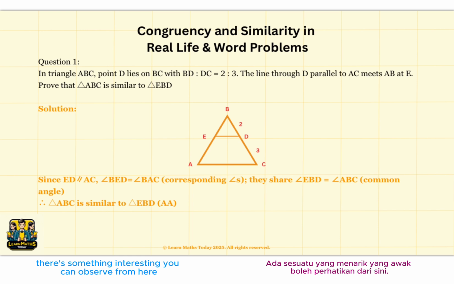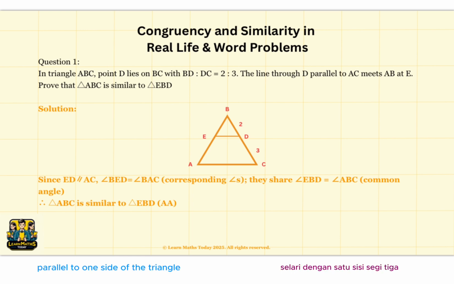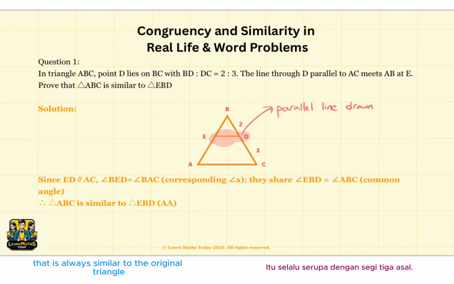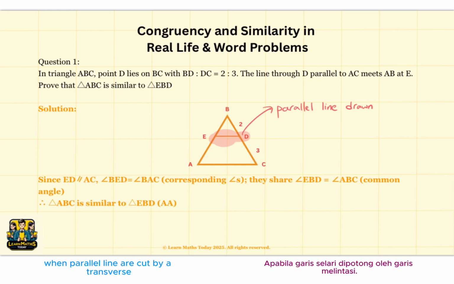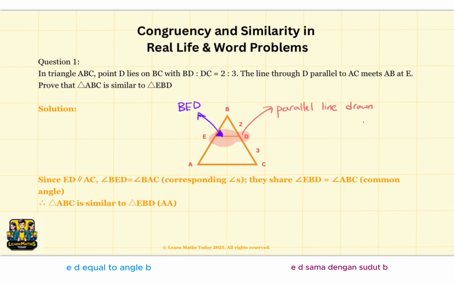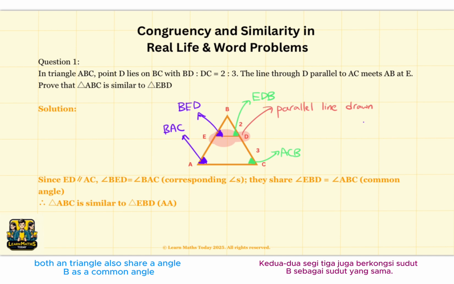There's something interesting you can observe from here. When a line is drawn parallel to one side of a triangle, it will create a smaller triangle that is always similar to the original triangle. Look at this example. Since ED is parallel to AC, we can use the property of parallel lines cut by a transversal: the corresponding angles are the same. Therefore, angle BED equals angle BAC, and similarly angle EDB equals angle ACB. Both triangles also share angle B as a common angle. Since the three angles are the same, we conclude that these two triangles are similar.